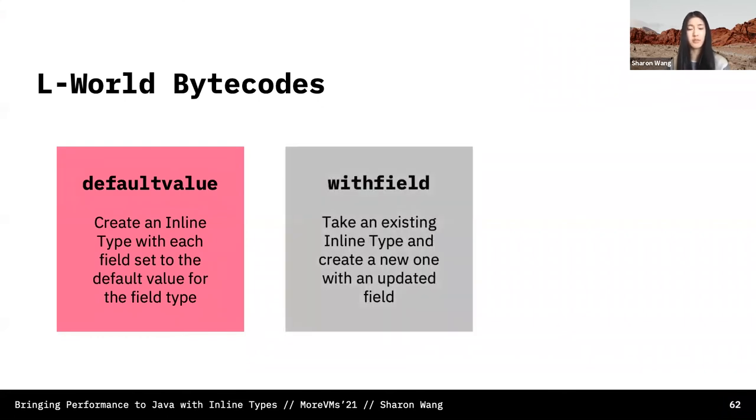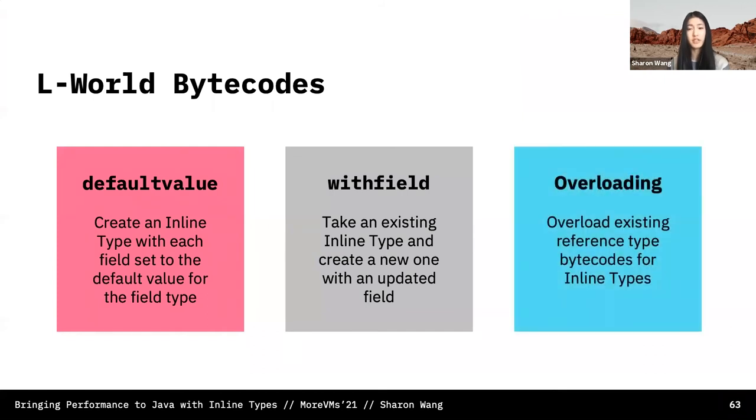The other bytecode that has been kept is withfield, which is basically putfield, but for inline types. It creates a new inline type based on an existing inline type with the specified field updated. The other 7 bytecodes from MVT have been scrapped, and inline types now reuse the existing bytecodes for java.lang.Object. So now, since the inline types have been merged into the hierarchy, just the traditional bytecodes need to be overloaded to support inline types.